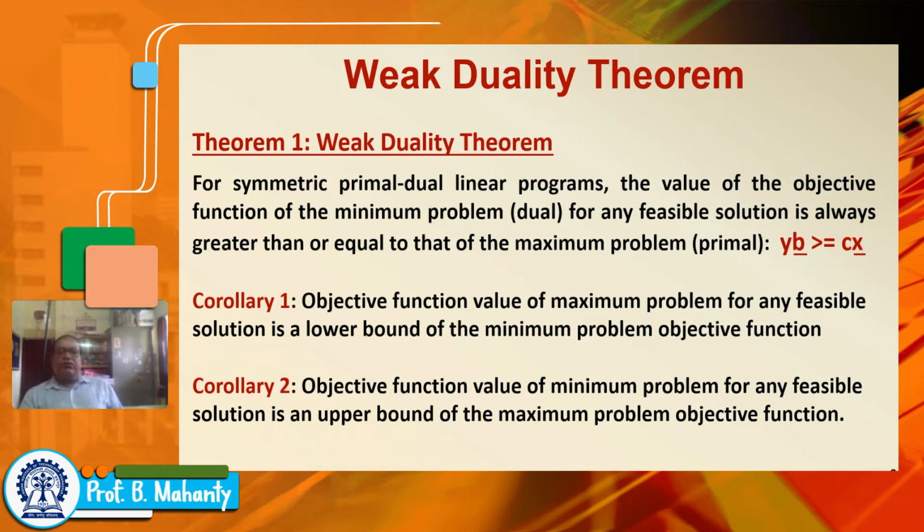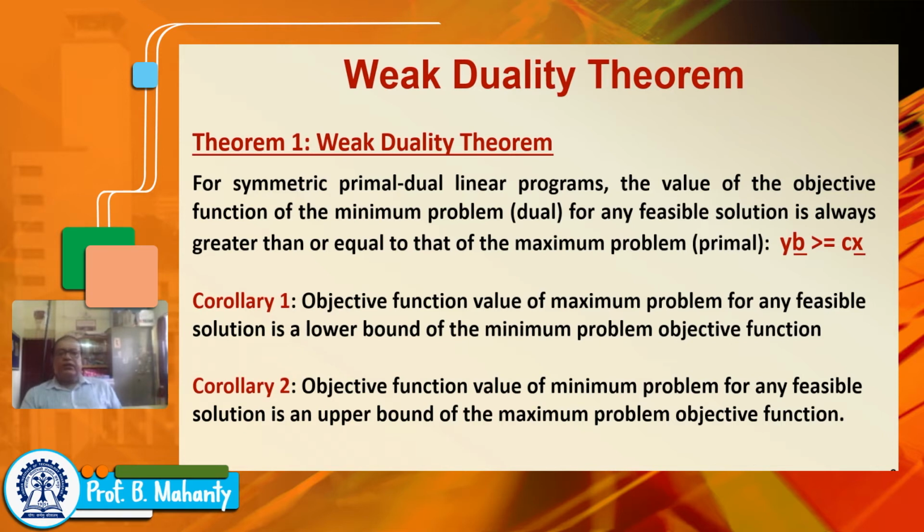So the first corollary says the objective function value of the maximum problem, that is the primal, for any feasible solution is a lower bound of the minimum problem objective function. Very clear, because the minimum problem values are always higher, and at the optimum point they are equal. So if we find a feasible solution to the maximum problem, we know that the minimum problem solution cannot be any better than that. It can be even worse, but not any better.